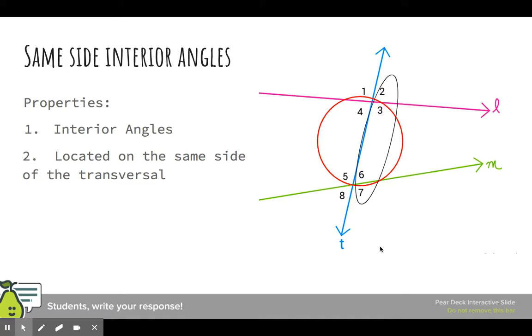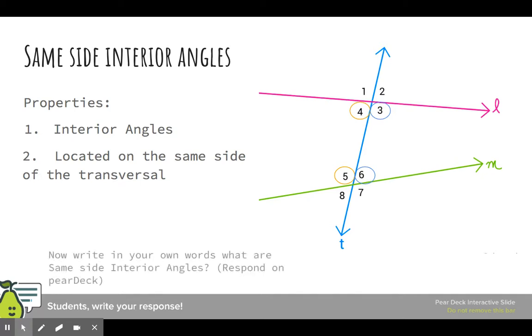If I look on the right, I would have the overlapping angles 3 and 6. 3 and 6 would be our same side interior angles, right? And if I look at the left side and see the overlapping angles, I would have 4 and 5 as same side interior angles. So those would be our same side interior angles. They're interior and located on the same side of the transversal, either right or left.